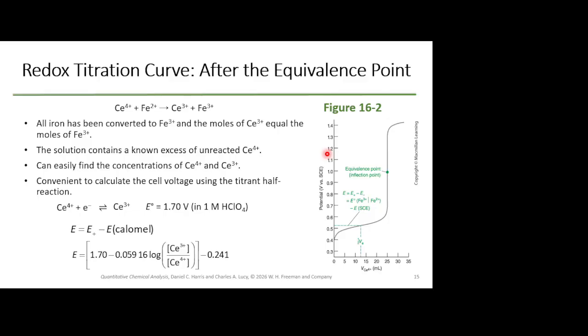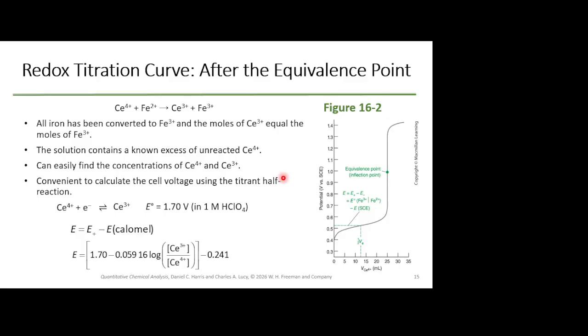After the equivalence point, well, that's where we're going to add more titrant, but we don't have any more iron to convert, right? So we're just directly adding more cesium 4+, and then we're going to have the cesium 3+ that was converted from the iron. And so you're going to make a concentration cell there that you're adding more concentration to until you hit that voltage of the maximum concentration difference right here.